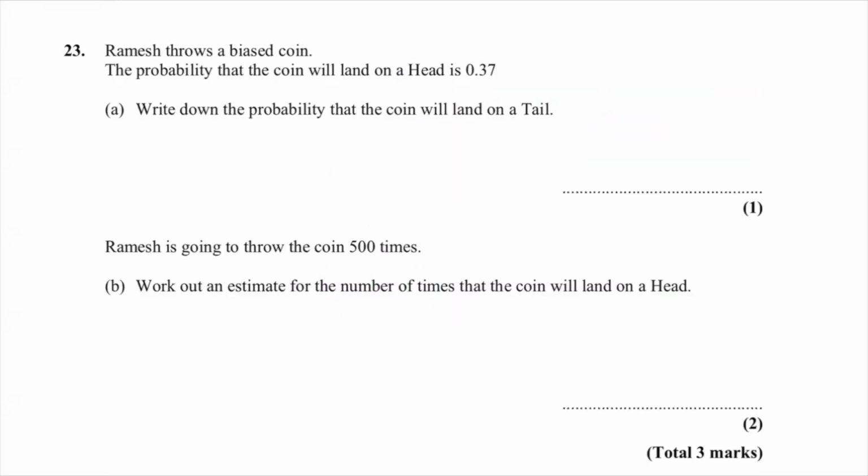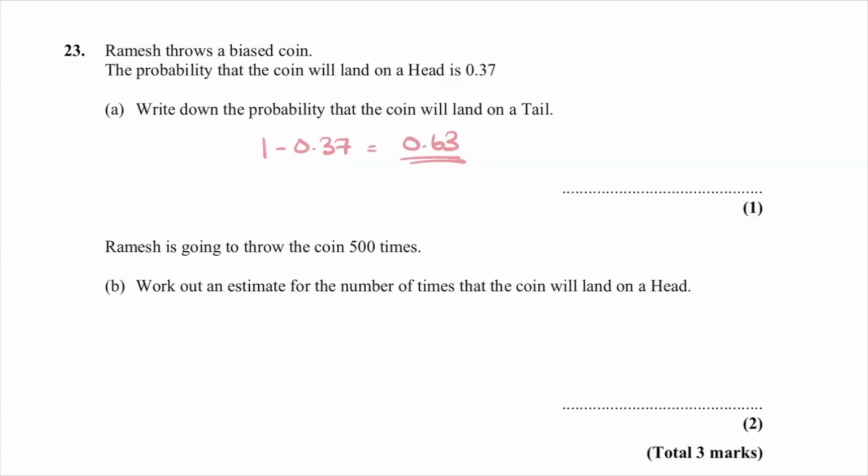Okay, so Ramesh throws a biased coin. The probability that the coin will land on a head is 0.37, and we've got to work out the probability it will land on a tail. Now, the two things are a certainty, so together they add up to 1, and we use that to help us solve the question. 1 take away 0.37 is 0.63, and that's the probability of getting the tail.